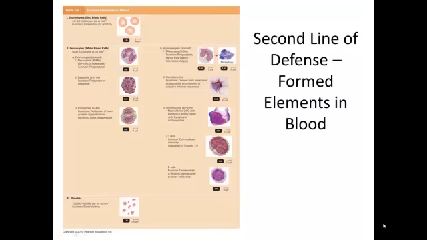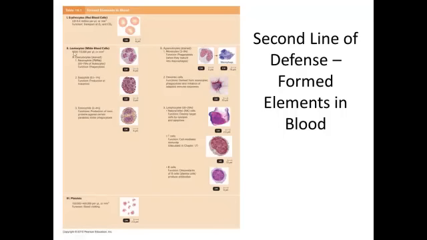Alright, let's talk about the formed elements in the blood. These are the thick things. These are the things that are solid, i.e. cells. So most of the formed elements of your blood are erythrocytes or red blood cells. That's mostly what you have in your blood. Now, these are not a part of your immune system, but we have to include them when we talk about formed elements in the blood, because otherwise you'd be going, hey, wait a minute, what about erythrocytes?